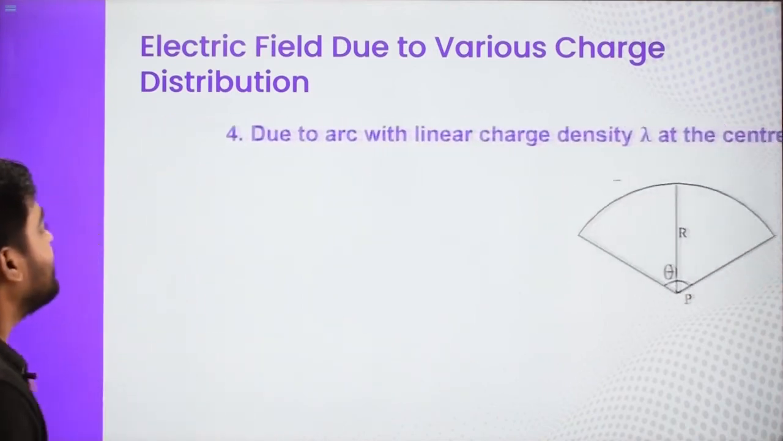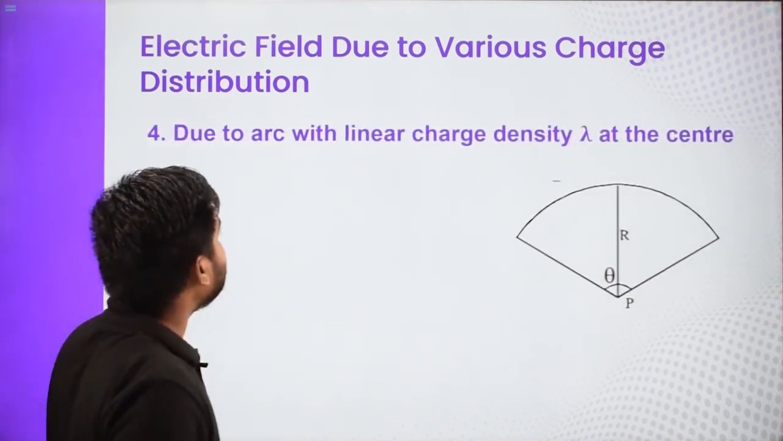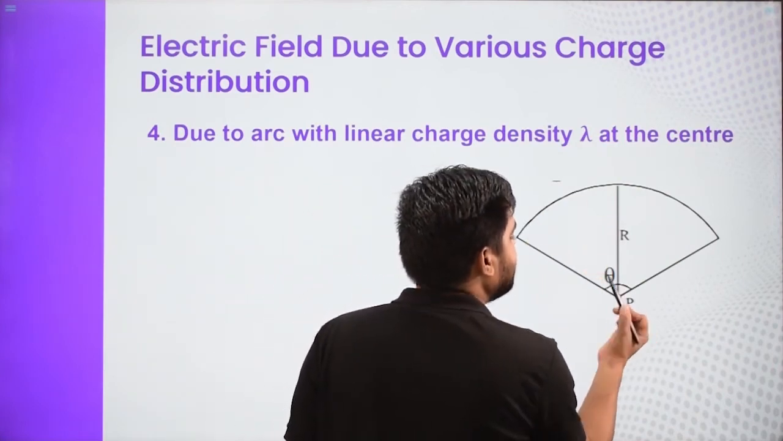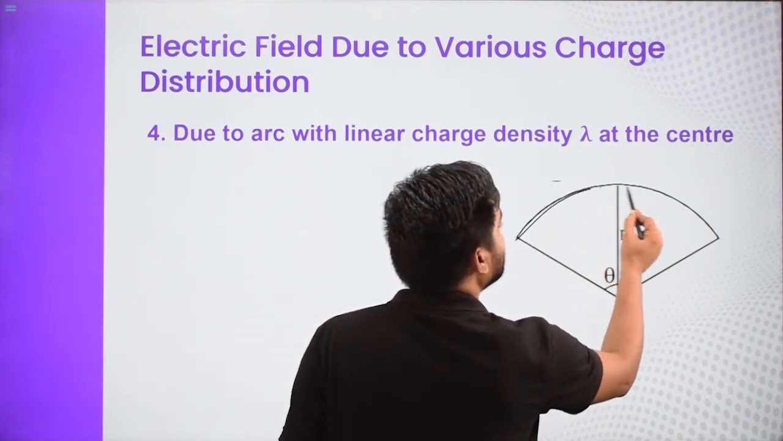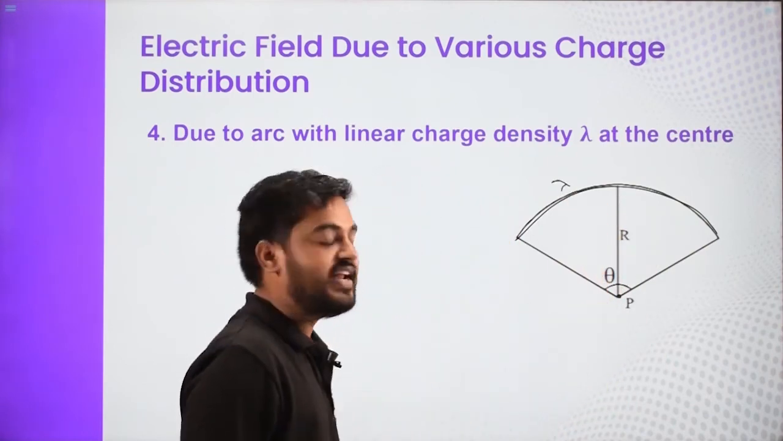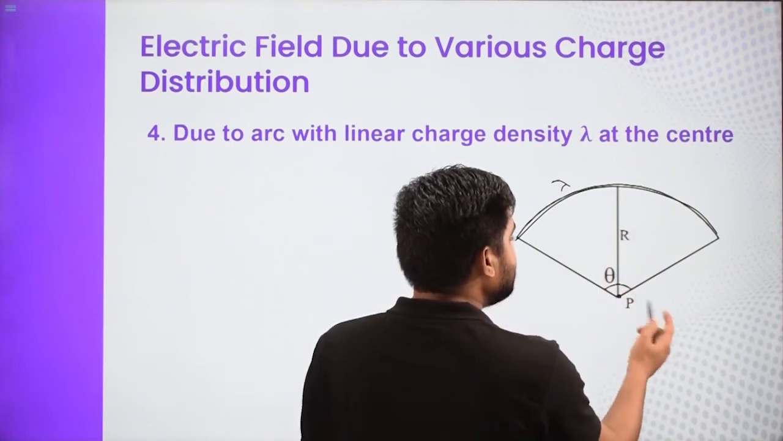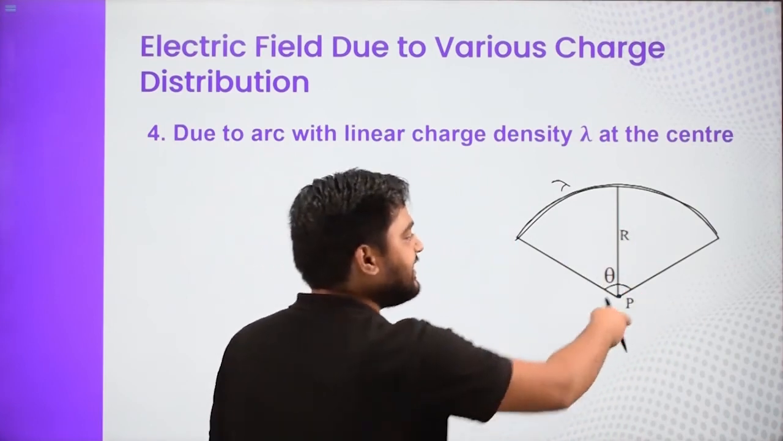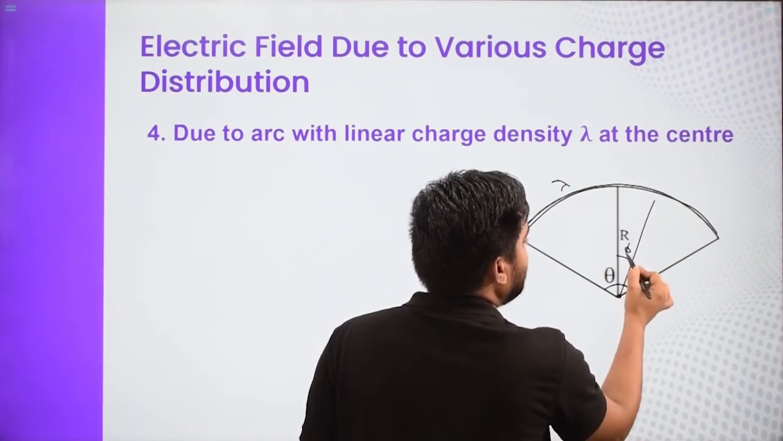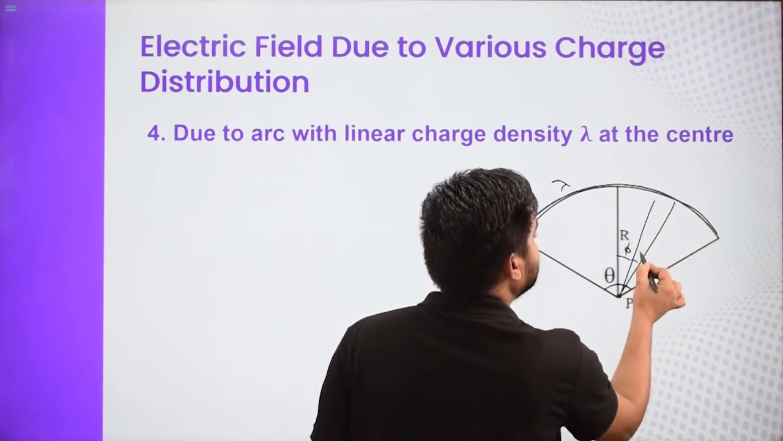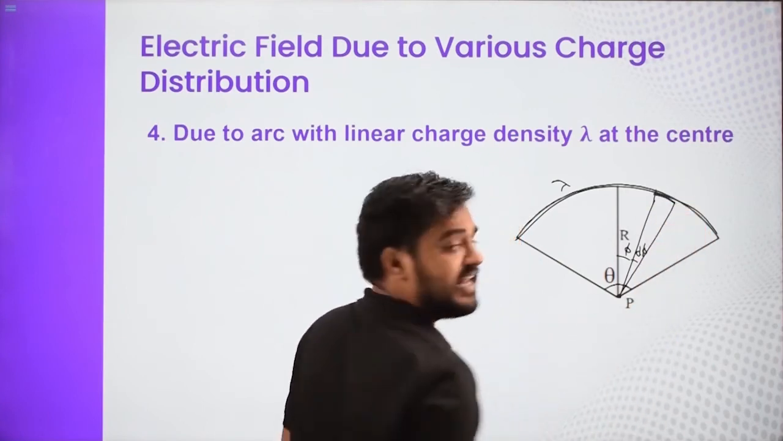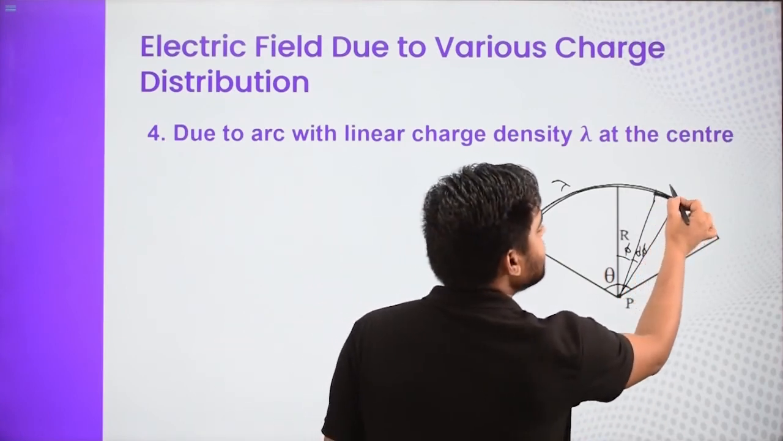Let us discuss the next case, that is the electric field due to an arc with linear charge density lambda, and here we are finding it at the center. So this is the arc where the linear charge density is lambda, and we need to find the electric field at this particular point. So what I am doing is dividing my theta exactly in half. From the middle I am going at an angle phi, and I am taking another angle d phi. This d phi is a very small angle, so I get this part. What is the length of this part? The length of this part is r d phi.